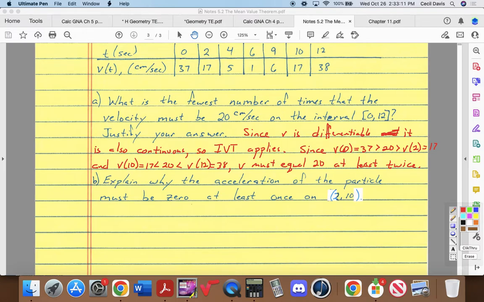Okay, notice how we're justifying it. You have to talk about the 20 being between those two values. All right, next, explain why the acceleration of the particle must be 0 at least once on the interval from 2 to 10. So on the interval from 2 to 10, why does the acceleration have to be 0 at least once?